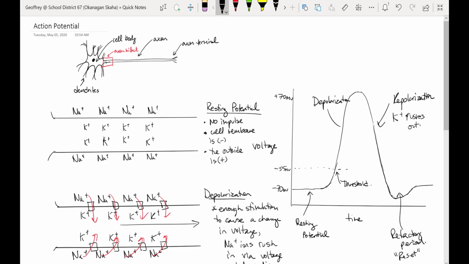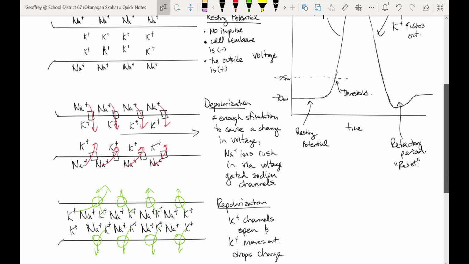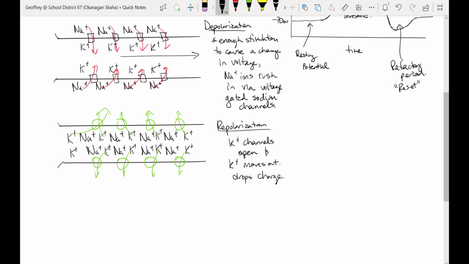Okay, and I'll just step back for a second. The reason the voltage-gated potassium channels close a little slowly is that this means the impulse can't go backwards. It's only one way. All right, and then the last part here is our refractory period, and we'll see that in a sec.